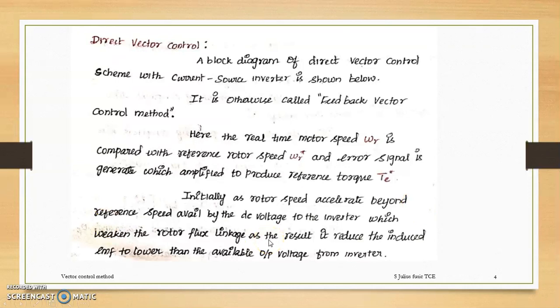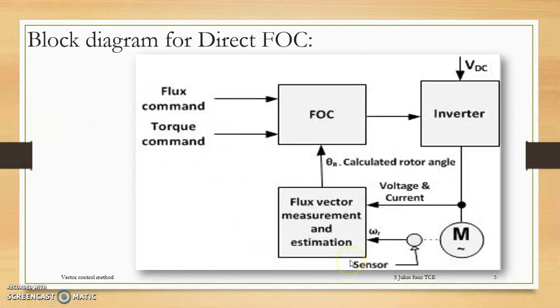We already know the inverter has an input DC voltage. That DC voltage gives an output power to your system. The EMF generated from that DC voltage has a dynamic parameter impact. For example, if you are weakening the rotor flux linkage, it reduces the EMF available across your inverter. So this will be the block diagram.